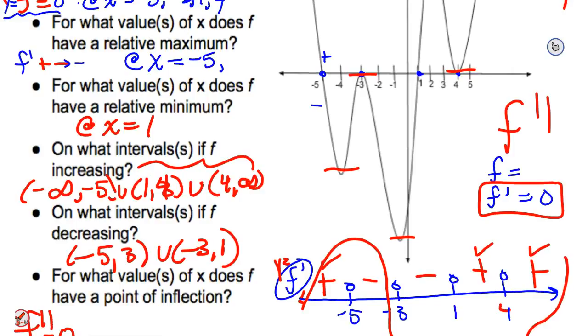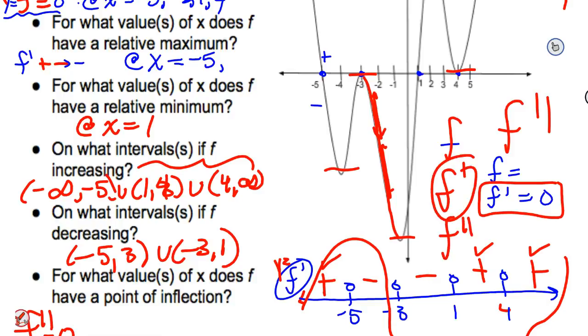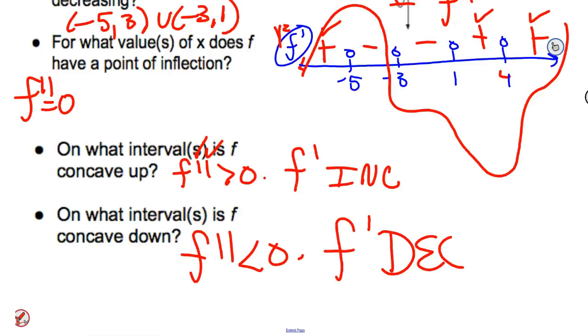This graph is f prime. So this is charting f prime right here. And f double prime would be the slopes. If it's the graph of f prime, f double prime is the slopes. So f double prime is negative anywhere f prime is heading downhill.